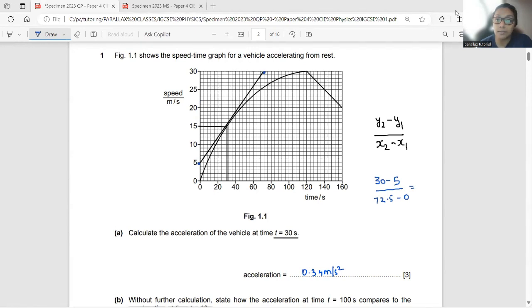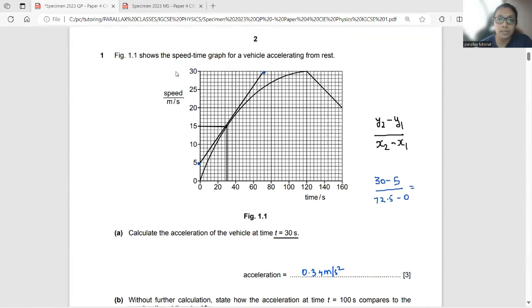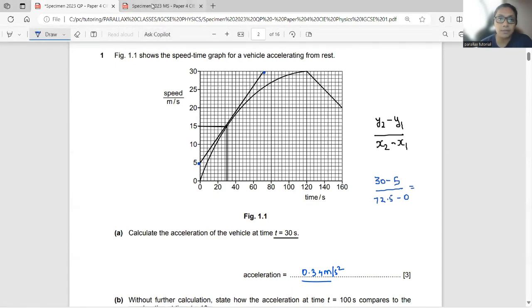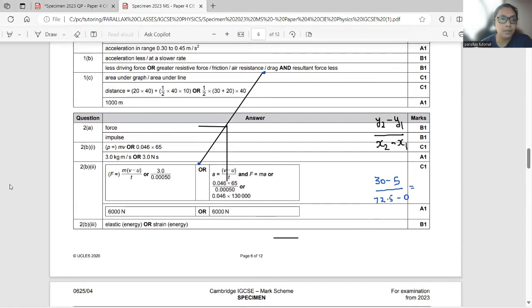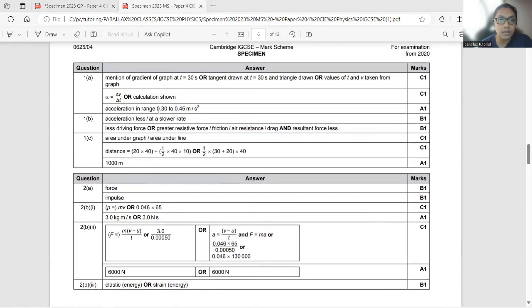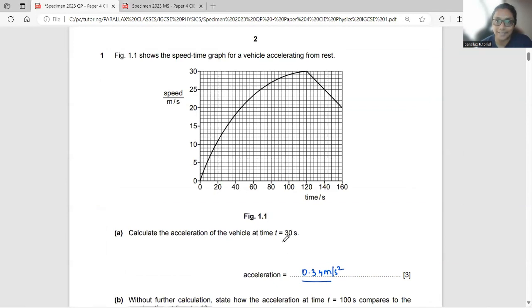Let's check out what this comes out to be. So you're allowed a calculator in the exam, so you can use this. 30 minus 5 is 25, and you have 72.5 in the denominator. So you get roughly 0.34 meter per second square. Let's check out the answer for this question as well. So this is the mark scheme. The mark scheme says the answer is valid if you get a range of answers from 0.30 to 0.45 meters per second square. So the answer is correct.